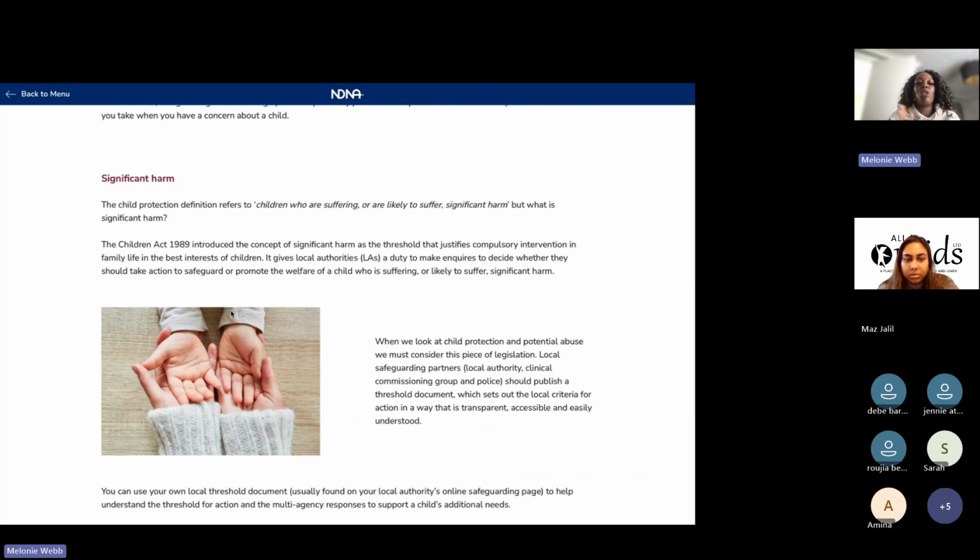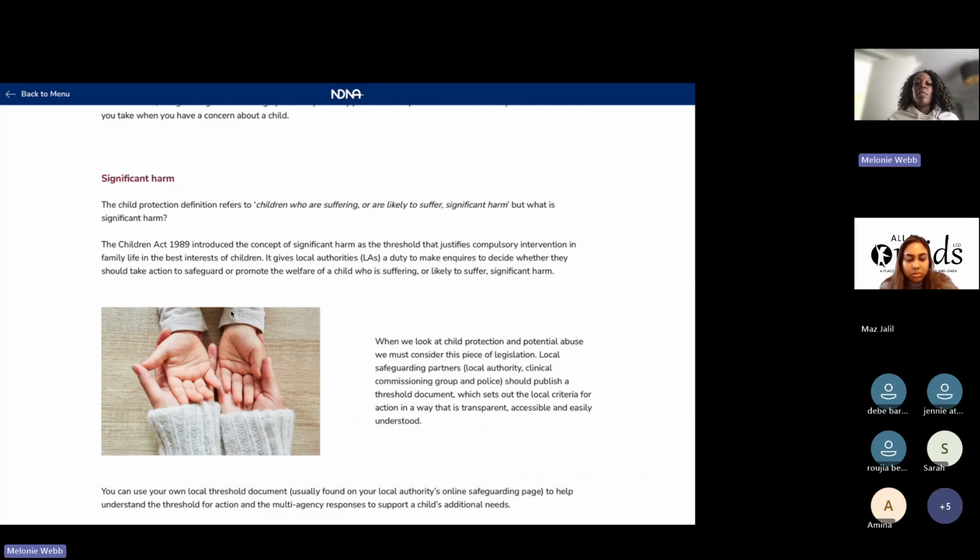So the Children Act introduced the concept of significant harm as the threshold that justifies intervention in family life in the best interest of the children. So, for example, if you had a child who was coming into nursery that was hungry, they might not meet the threshold of significant harm because they're able to have those conversations, but also we are able to put that support in place so that they no longer suffer significant harm. Does that make sense?